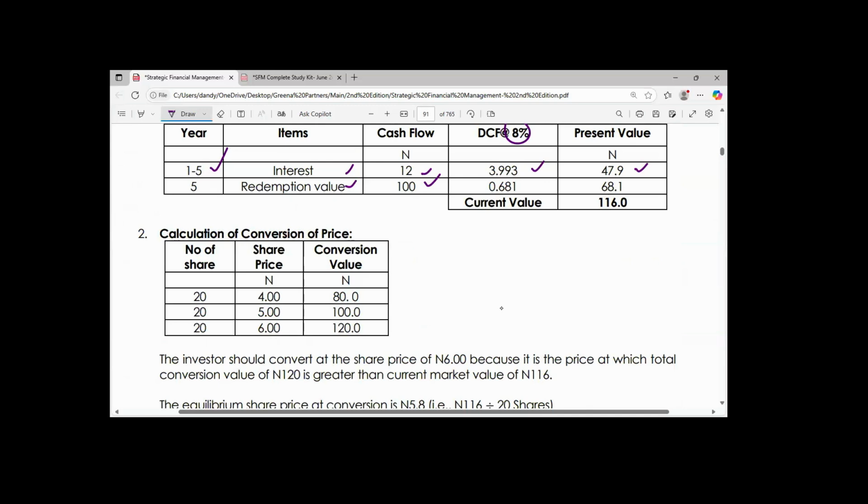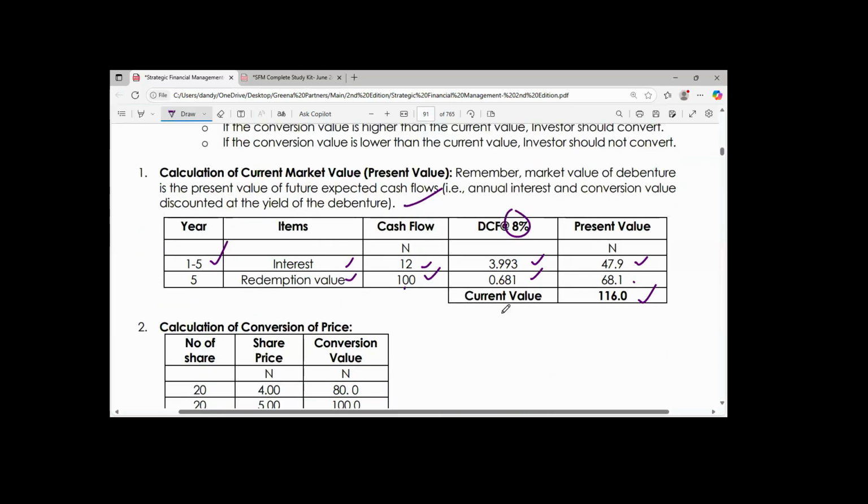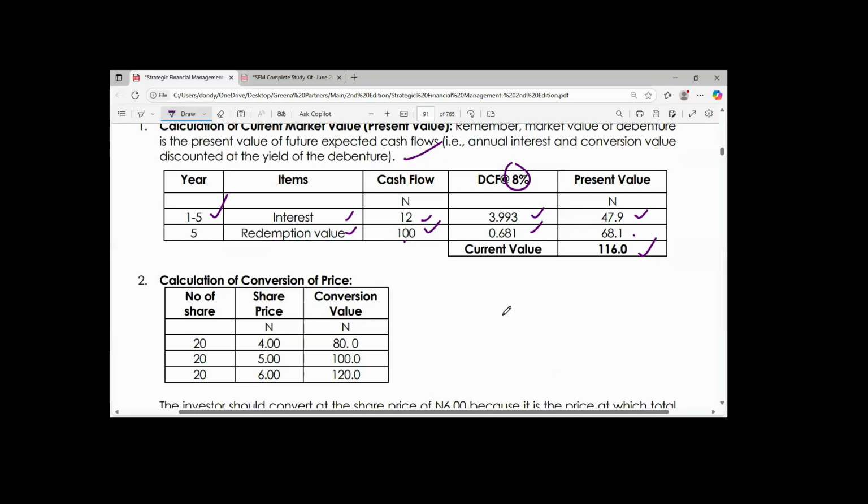Then, if the company wants to redeem the debenture at par, which is 100 naira, the discount factor at 8% for year 5 is 0.681. 0.681 multiplied by 100 will give us 68.1. 68.1 plus 47.9, when you add the two together, we get 116.0. That's 116 naira per unit. So the current market value per unit of this debenture is 116 naira, if this company wants to redeem the debenture.